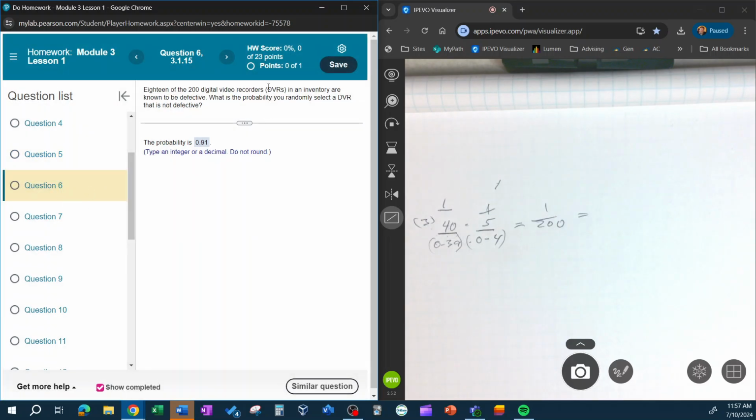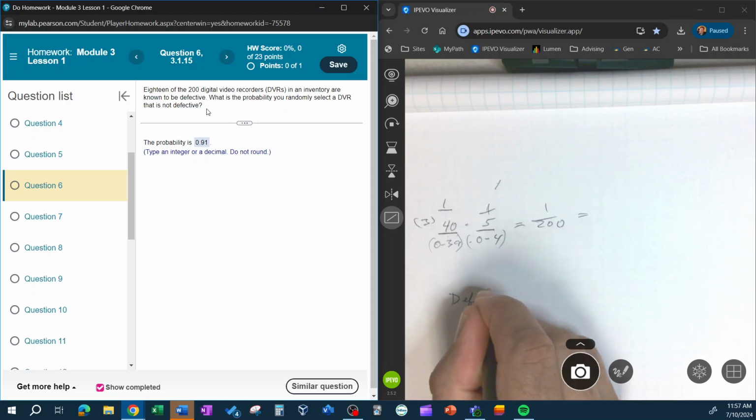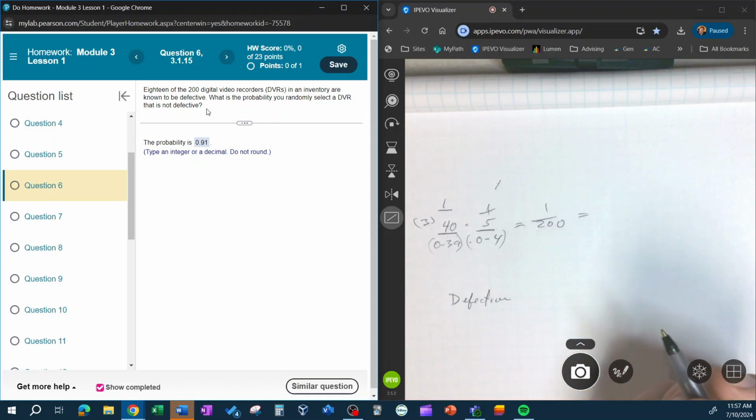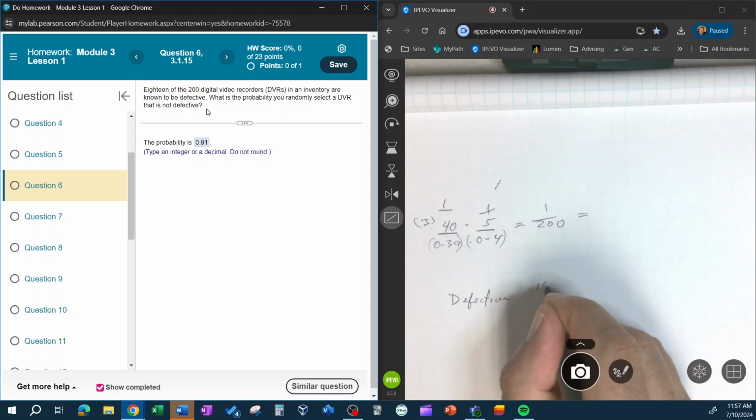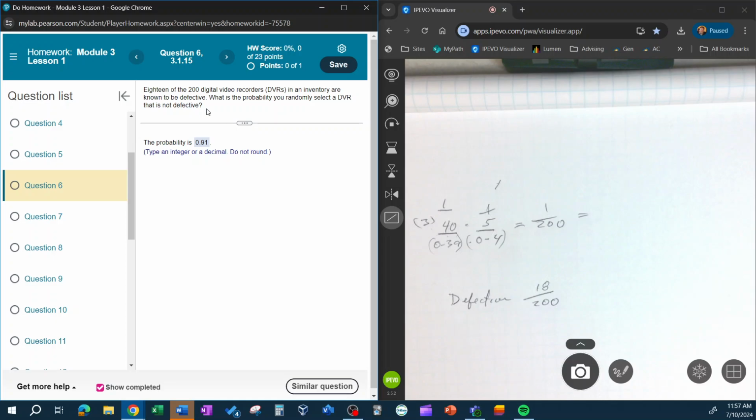This next one says 18 of 200 digital video recorders in an inventory are defective. So there are 18 defective out of 200. What's the probability that you randomly select a DVR that is not defective?